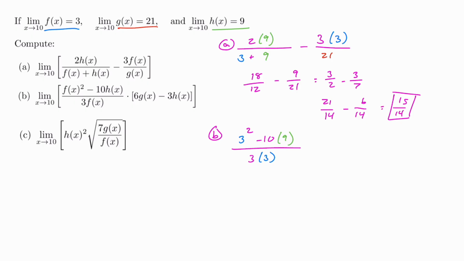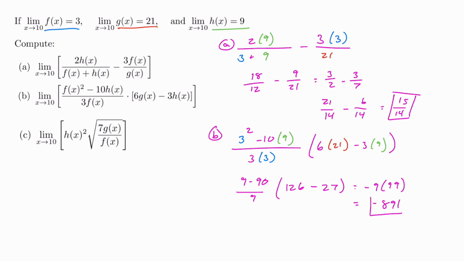And this is all multiplied by 6 times g of x, 21, minus 3 times h of x. So we can go ahead and start solving. We get 3 squared is 9 minus 90 over 9 times 6 times 21 is 126 minus 27. So this is going to equal negative 9 times 99, which is equal to negative 891.